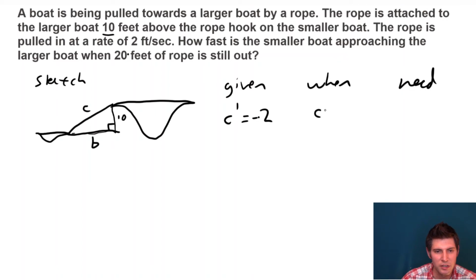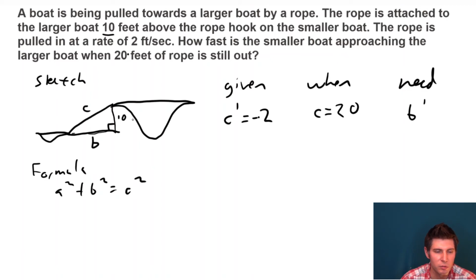So C equals 20 is the when. How fast is the smaller boat approaching the larger boat? So our need is B prime. How fast are the boats getting together? So we're definitely going to do Pythagorean theorem here. Our formula is a squared plus b squared equals c squared.